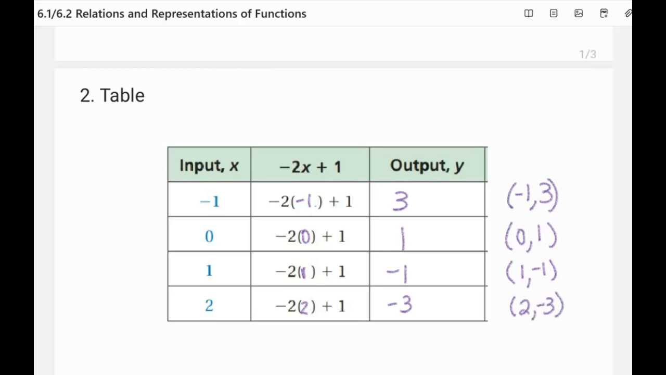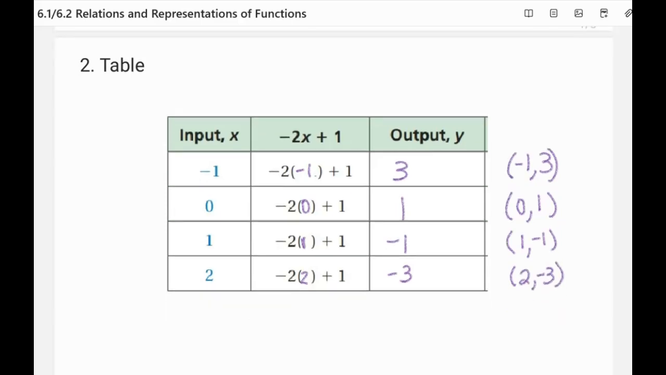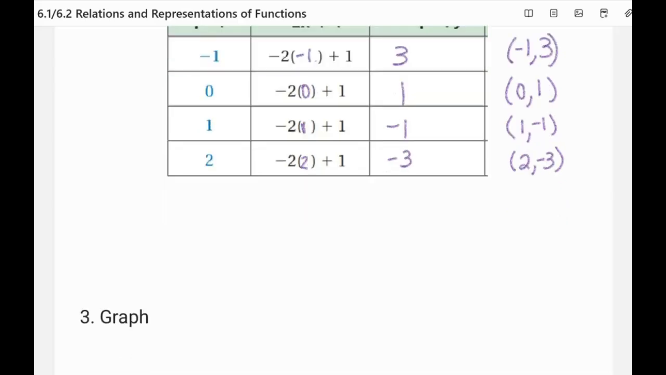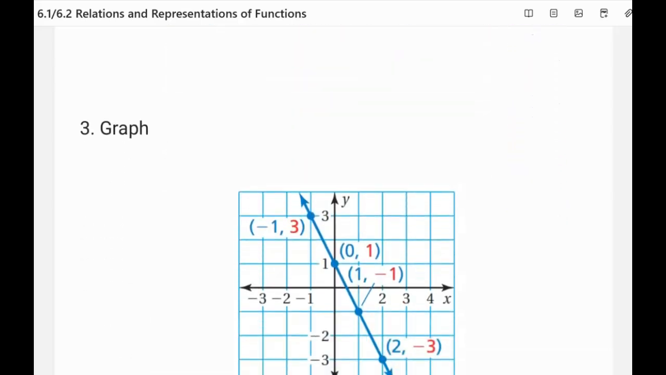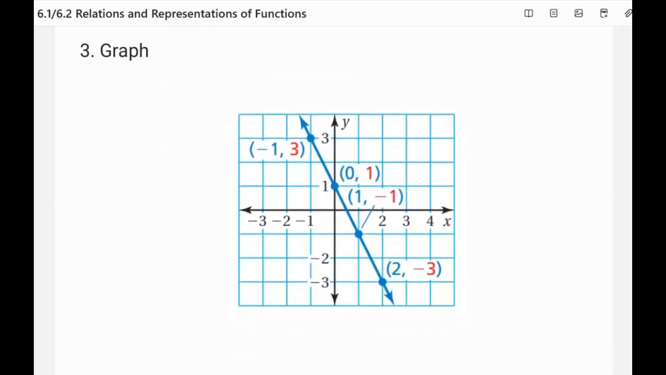So taking these ordered pairs, we go into method number 3, which is then the graphing method, and we're going to graph out those ordered pairs. So when you graph out the ordered pairs, you're going to find when you connect each of those dots, it's going to be a line, just like how we have done in previous chapters.